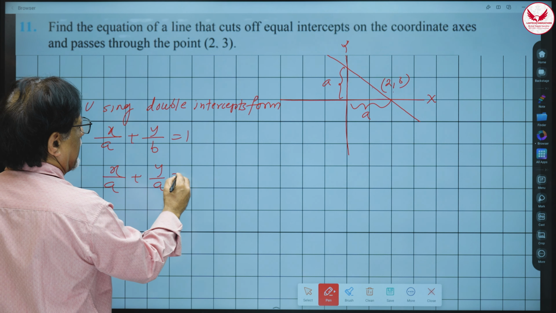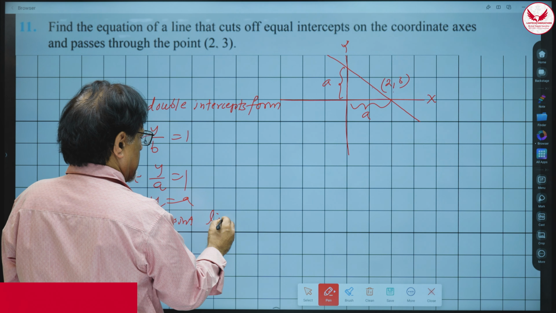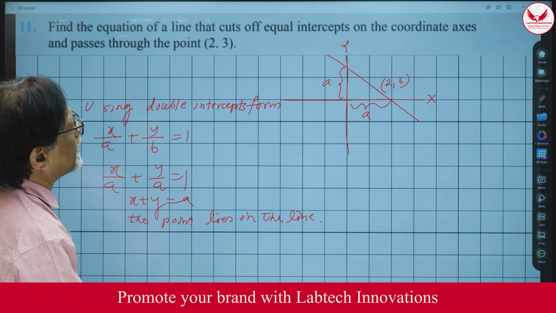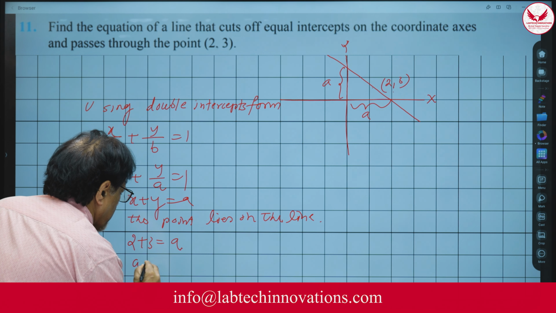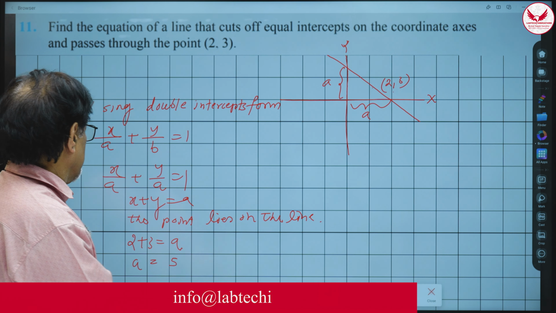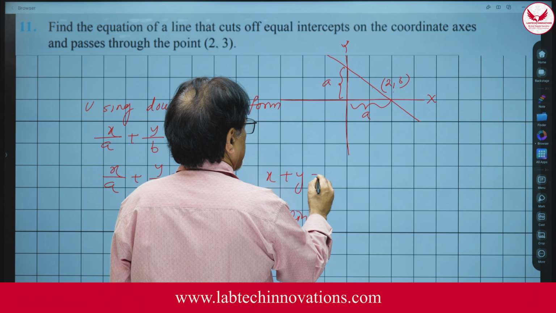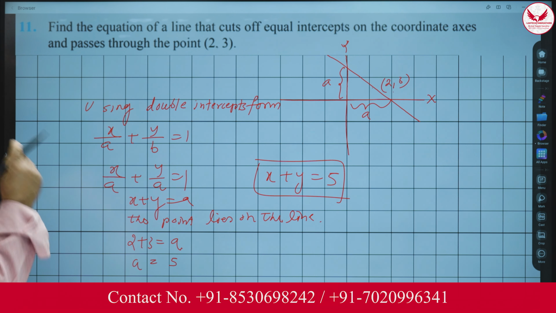Correct? So x plus y is equal to A, but this line passes through which point? (2, 3). Correct? So the point lies on the line. Therefore, we know that 2 plus 3 is equal to A. So we got the value of A as what? 5. Finished. So hence the equation of the line is x plus y is equal to 5. So simple. Okay, that's it.